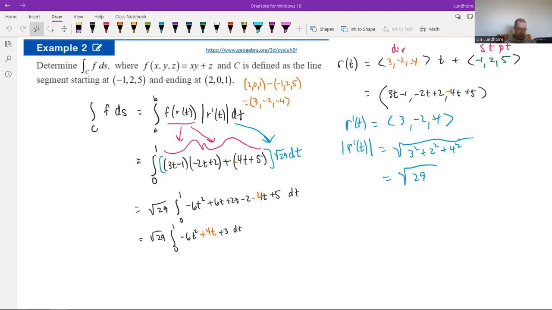So yeah, square root of 29. We can go ahead and take the antiderivative now. This would be minus 2t cubed plus 2t squared plus 3t, and we're going to evaluate it at 1 and 0. When we plug in 0, everything just goes away. We're going to have the square root of 29 times negative 2 plus 2 plus 3. So 3 times 3 times the square root of 29 as our answer.